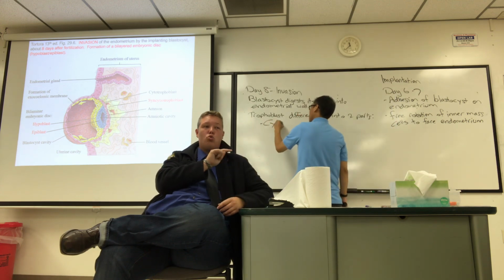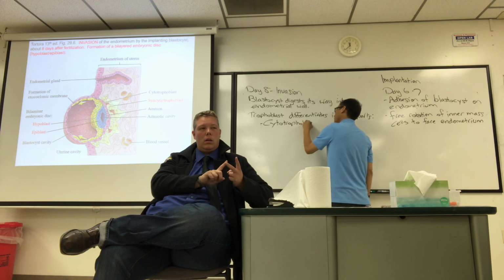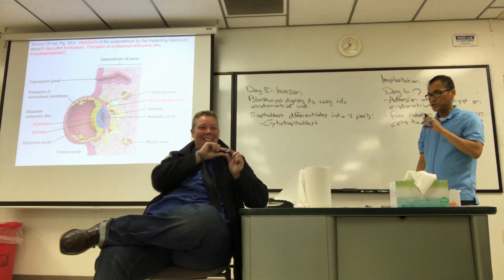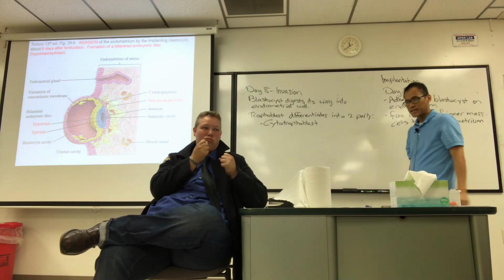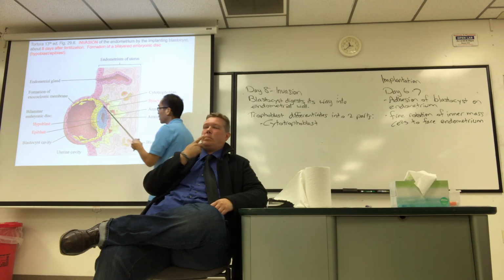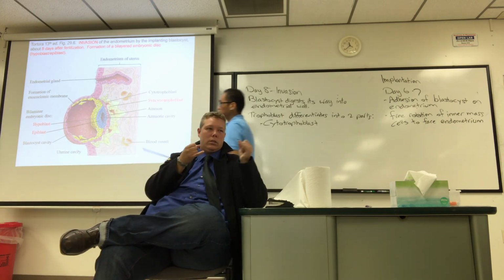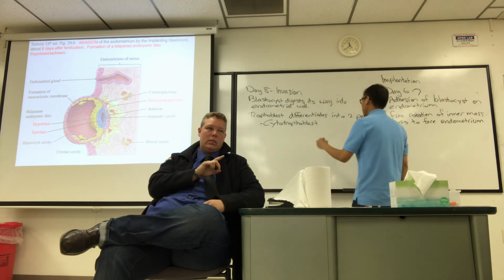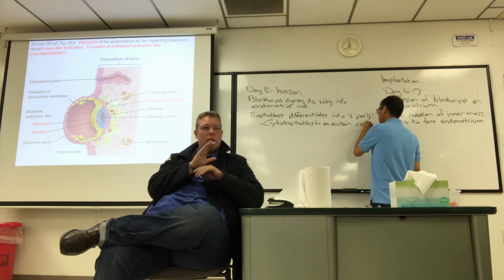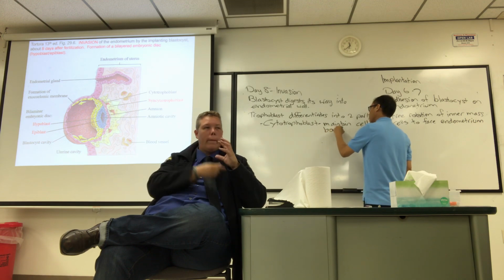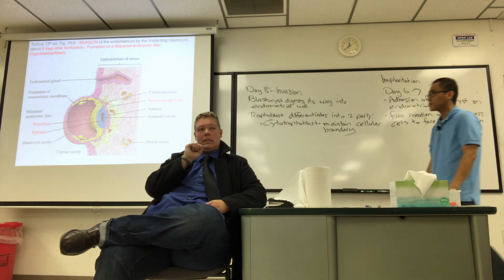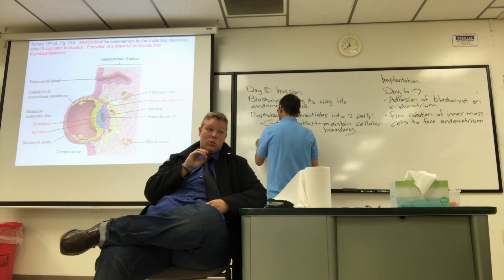Cytotrophoblast. Cyto means cell. This layer of trophoblast cells just maintains its cell integrity. They maintain a cellular boundary all the way around. It's the pink cells maintaining a cellular boundary. It's not doing the digestion part though. Its job is just to maintain cellular boundary. The yellowish part is the syncytial trophoblast. That's doing the digestion.